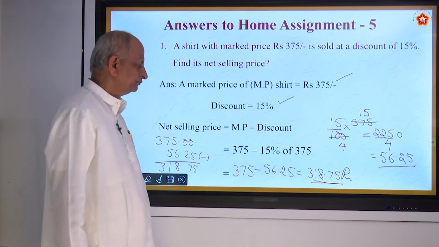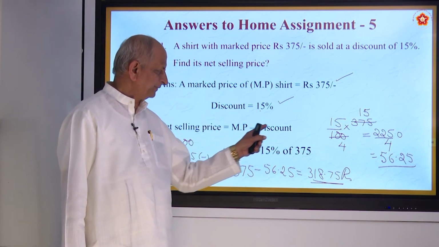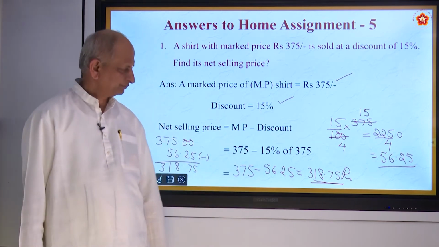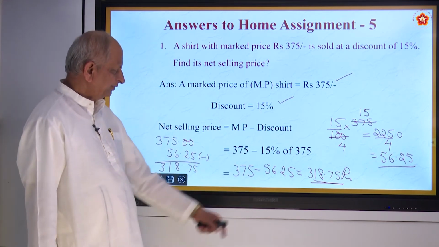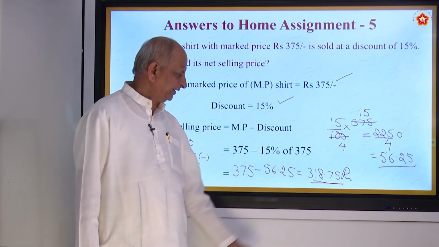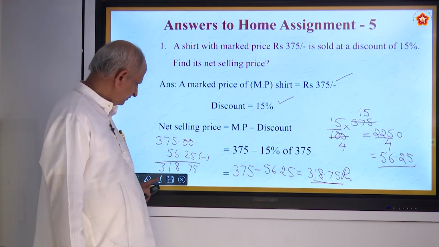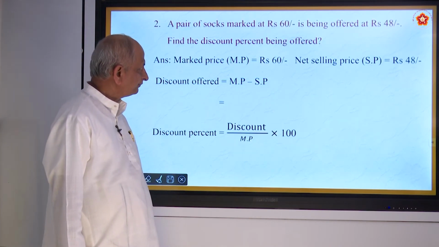Is it clear? So what you must do is, selling price means market price minus discount. And what is the discount? 56.25. If you subtract this, you get 318.75. Okay, noted? Very happy. Let us go to the second sum.